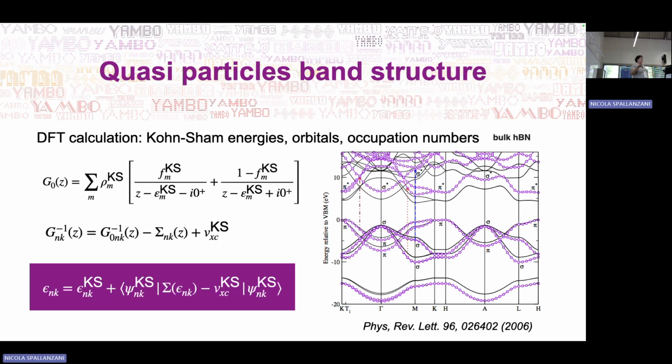So the result of a practical equation usually is that we compute the correction to a mean field band structure, and we can see here the band structure for bulk hBN. We have the original mean field band structure, calculated probably with DFT, and then the GW calculation will give us the correction to this band structure that shifts the energy of the bands in the way that we can see here.